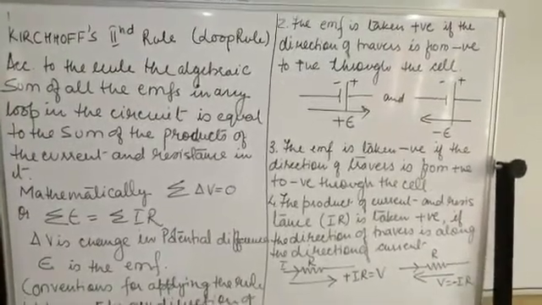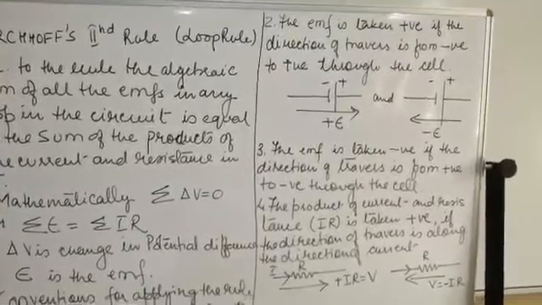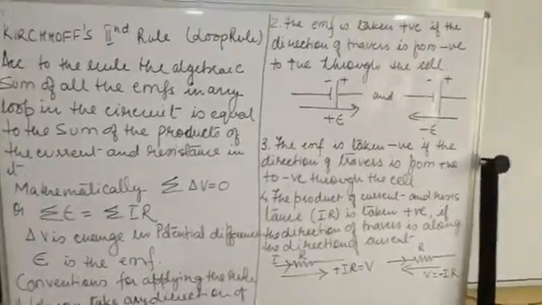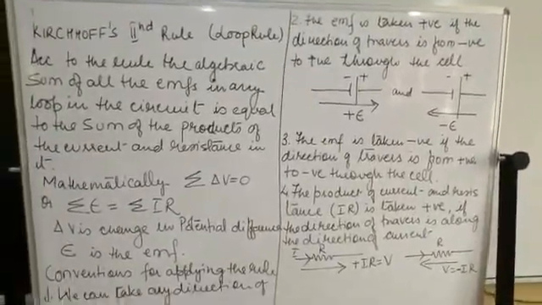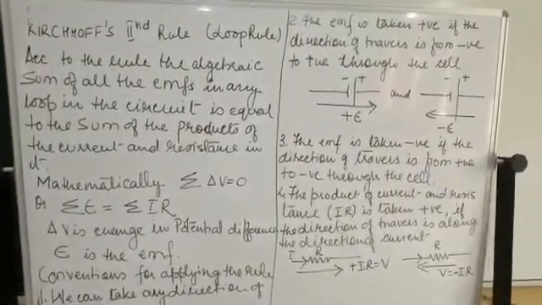It is negative EMF. The third rule is the EMF is taken negative if the direction of traverse is from positive to negative through the cell. That is what the second figure to the right side explains.